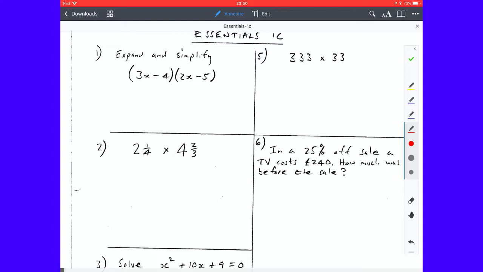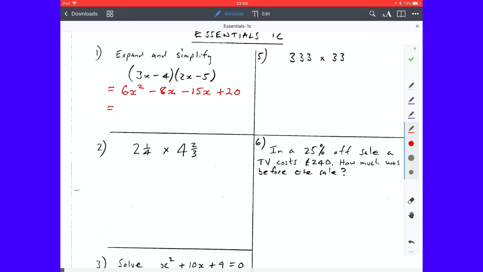So first I'm going to multiply the first bracket by 2x. 3x multiplied by 2x is 6x squared. Minus 4 times 2x is minus 8x. Now we multiply the first bracket by the minus 5. 3x times minus 5 is minus 15x. And minus 4 times minus 5 is plus 20.